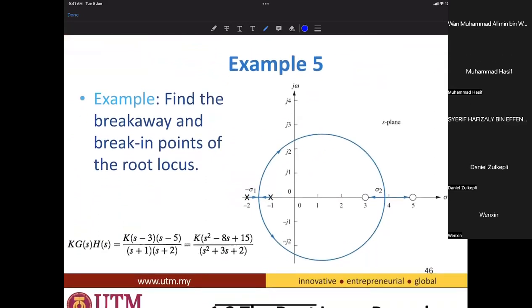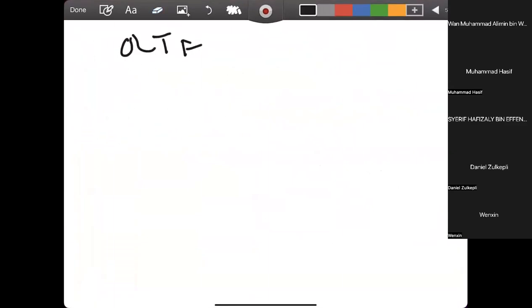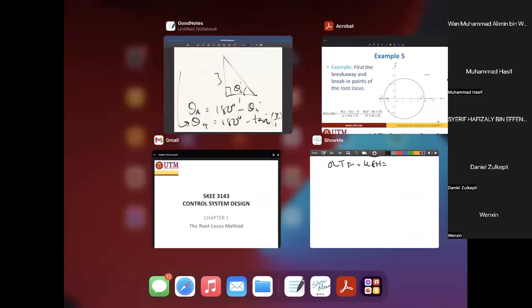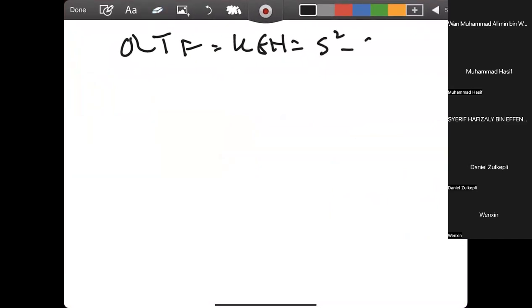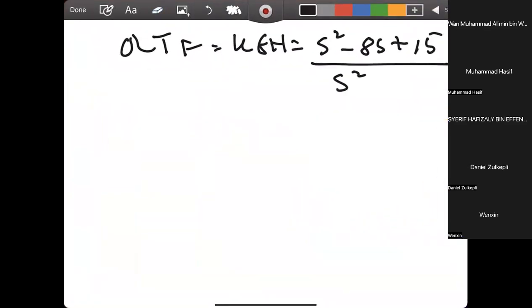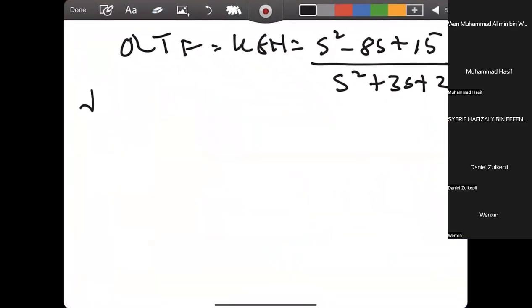So you have KG(s)H(s), and you have to differentiate. KGH is (s square minus 8s plus 15) over (s square plus 3s plus 2). So d per ds of KGH.